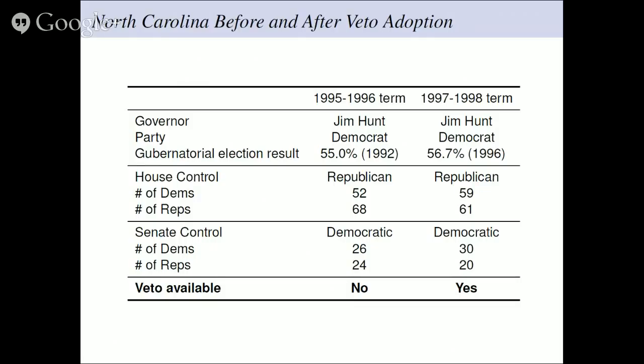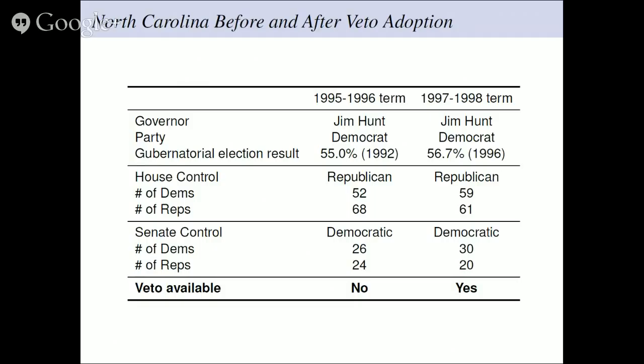Lucky for me, North Carolina had divided government during this period. In fact, the governor was the same, Jim Hunt. He was a Democrat. He was reelected in 1996. The House was controlled by Republicans. The Senate was controlled by Democrats. And you can see the Republicans lost a few seats between 1996 and 1997. The Democrats lost a few seats in the Senate. Really, the only substantive thing that changes here is that the veto is available in the 1997 term.